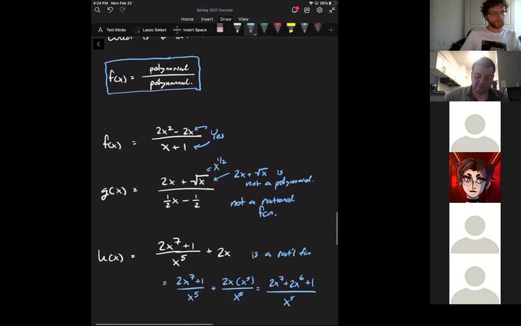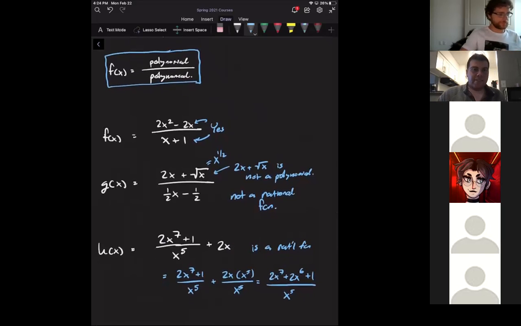All right, let's do one more thing here. The other thing that I wanted to talk about actually is domain. And before we talk about domain, are there any remaining questions about determining if these are rational functions or not rational functions?